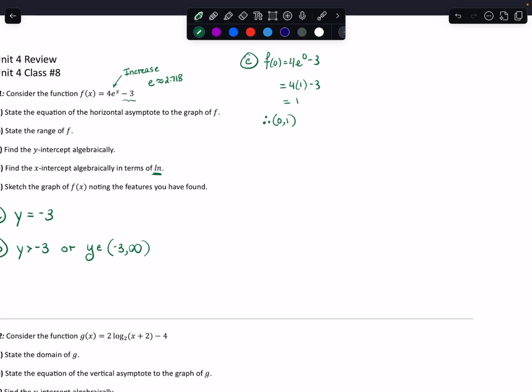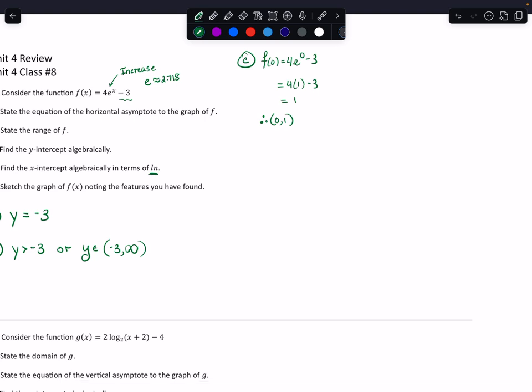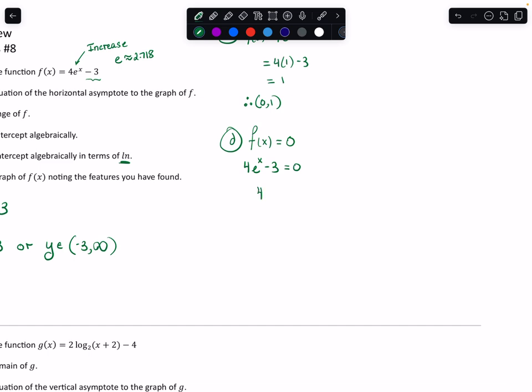D, find the x-intercept algebraically in terms of ln, the natural log. So don't get a rounded numerical answer, but actually leave the final answer in terms of ln. So part D there, if we want to find an x-intercept, we must take our function f of x or y and set it equal to 0. So we have 4e to the x minus 3 equals 0. I would add 3 first. 4e to the x is 3. I would divide by 4. E to the x is 3/4.